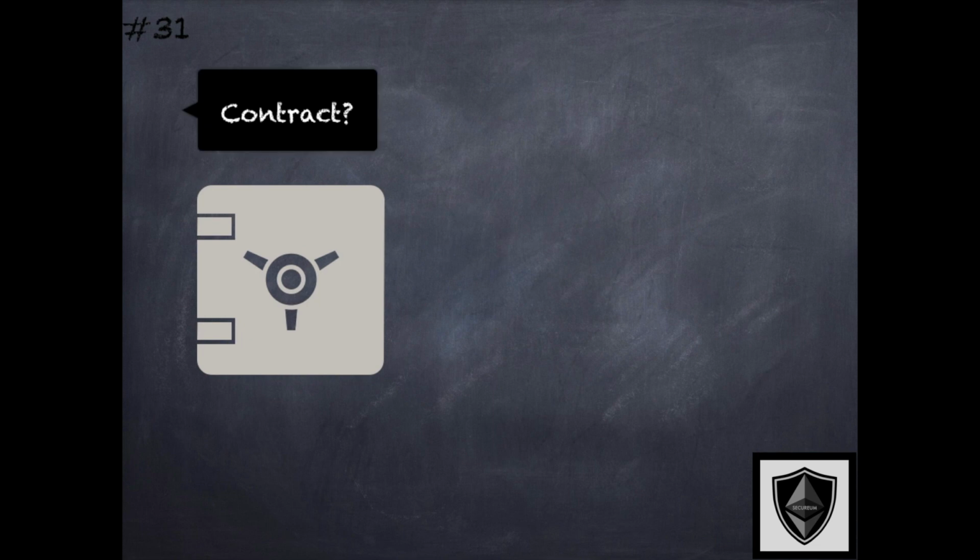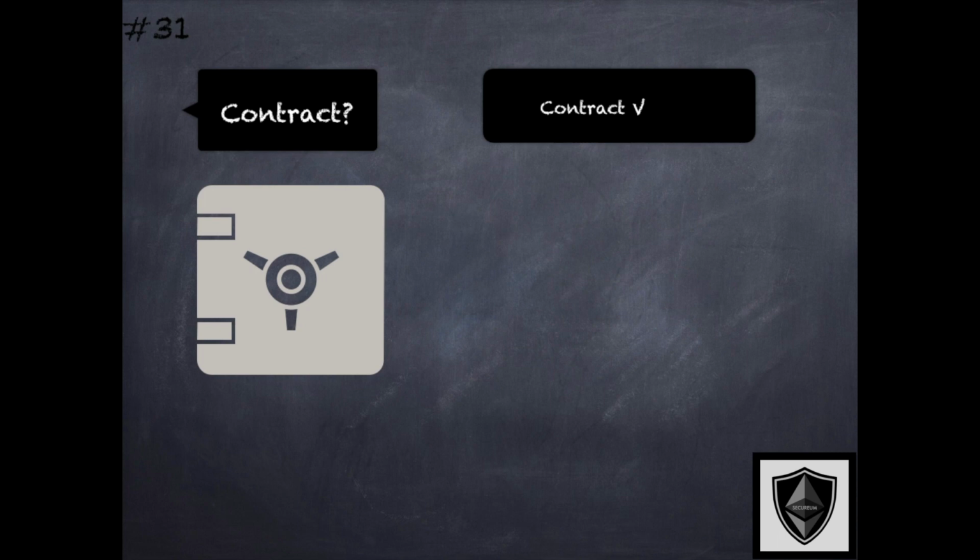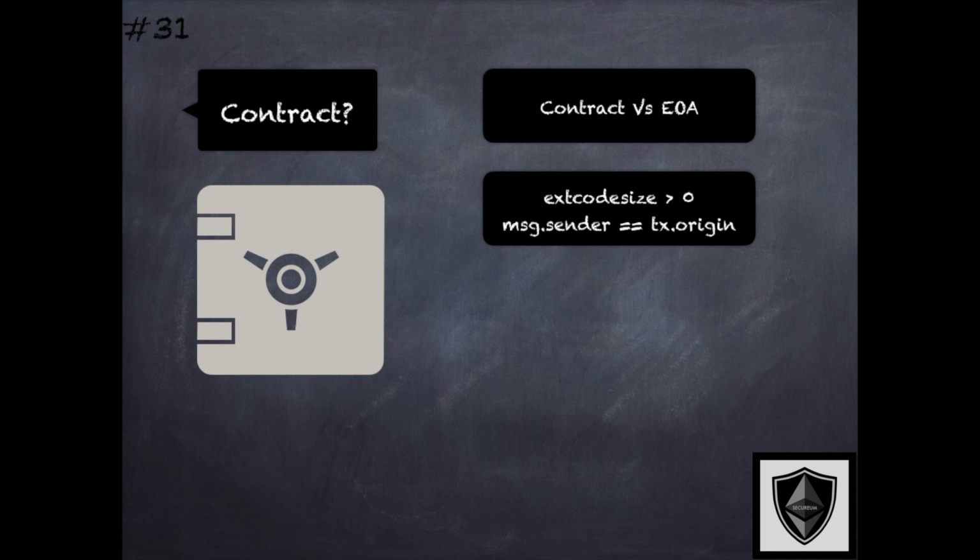There may be situations where a particular smart contract may want to know if the transaction or the call made to it is coming from a contract account or an externally owned account. There are two popular ways for determining that. The first one is to check if the code size of the account of the originating transaction is greater than 0. And if this is not 0, it means that that account has code and therefore is a contract account.